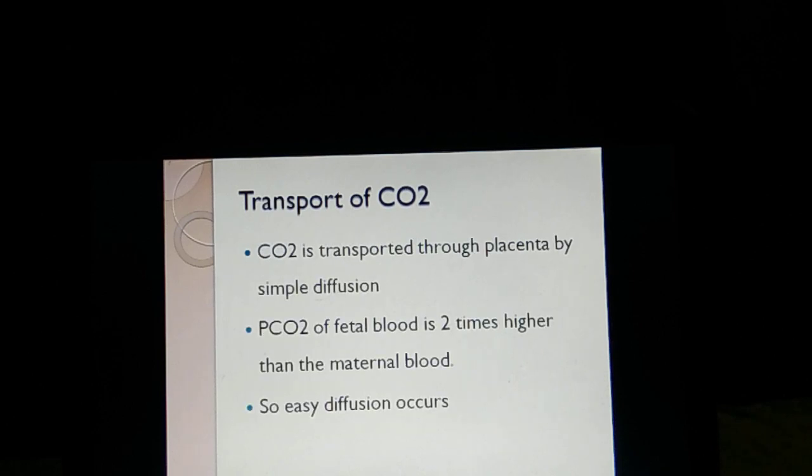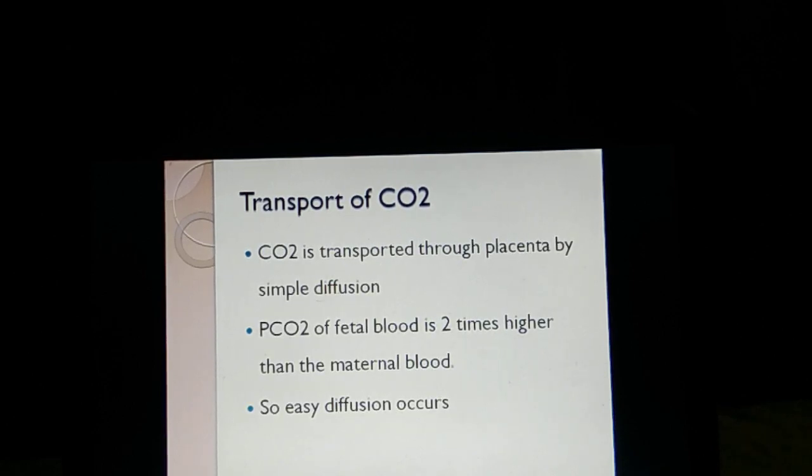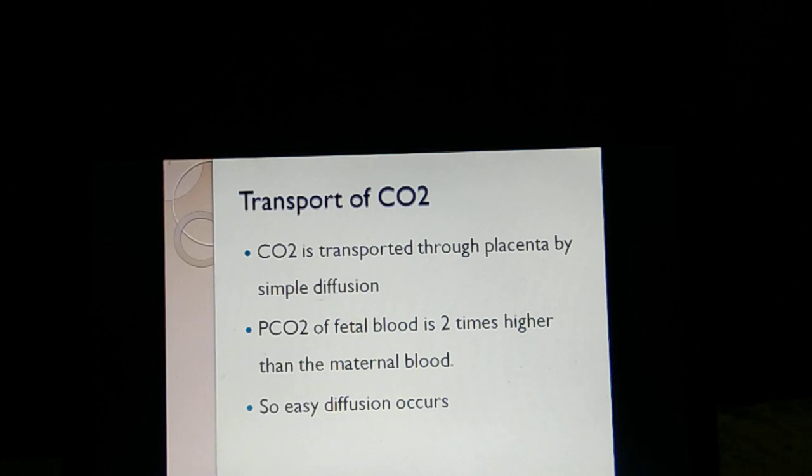The second thing is transport of CO2. So CO2 is transported through placenta by simple diffusion. The PCO2 of fetal blood is 2 to 3 millimeter higher than that of maternal blood. The carbon dioxide passes through the placenta via diffusion. So that's why we said that placenta acts as fetal lungs.